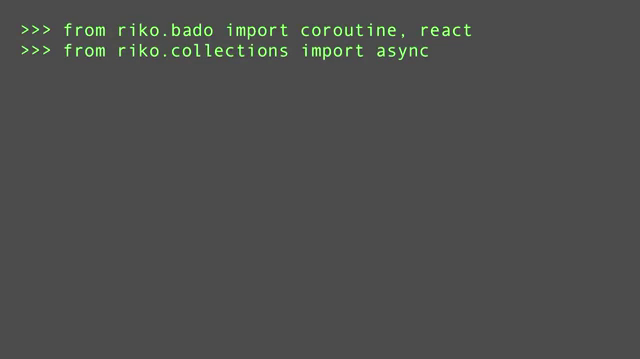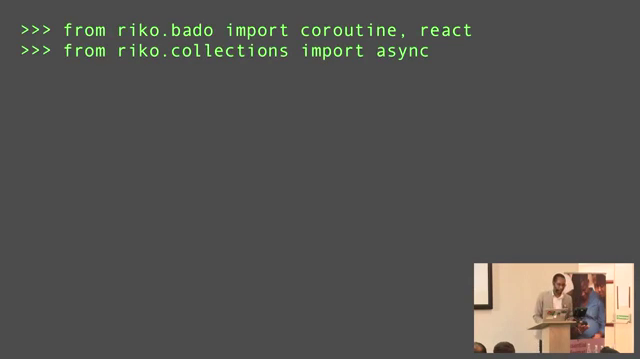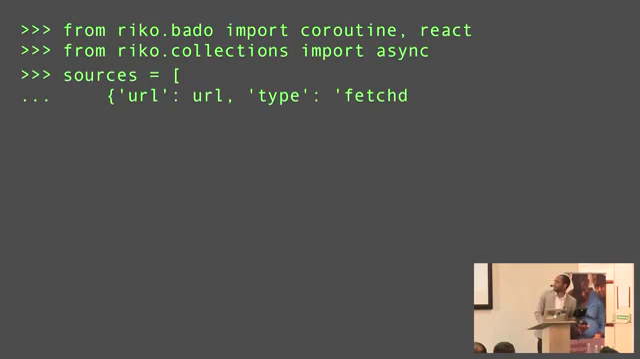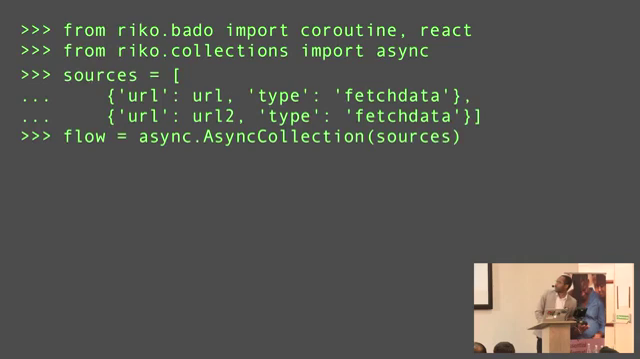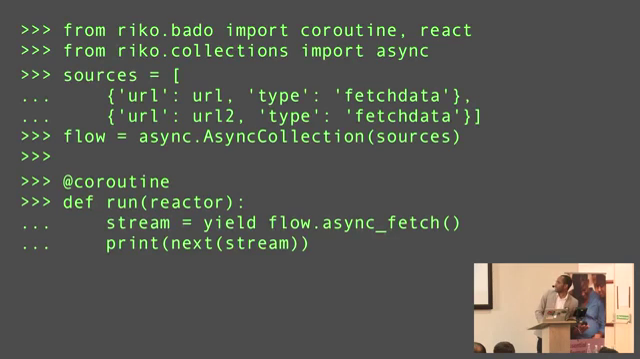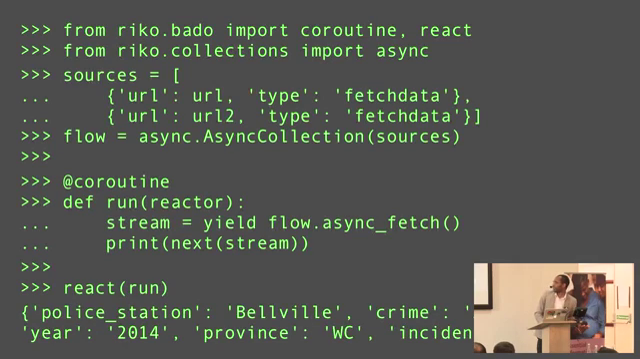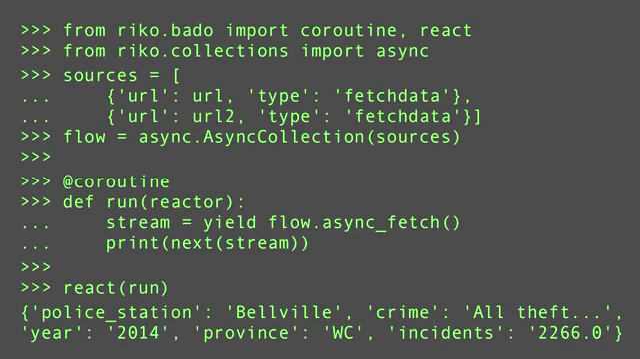The new things you can see at the top are the coroutine, the reactor, and the async collection. In this case, we're going to give it two URLs, and we want to collect data from both streams at the same time. You just pass a collection, your sources, and a list. There's a coroutine decorator. When you run this in the reactor, you get the result of the next item in the stream. This was just like the very first example that I showed you. It's just a dictionary with all the police statistics.